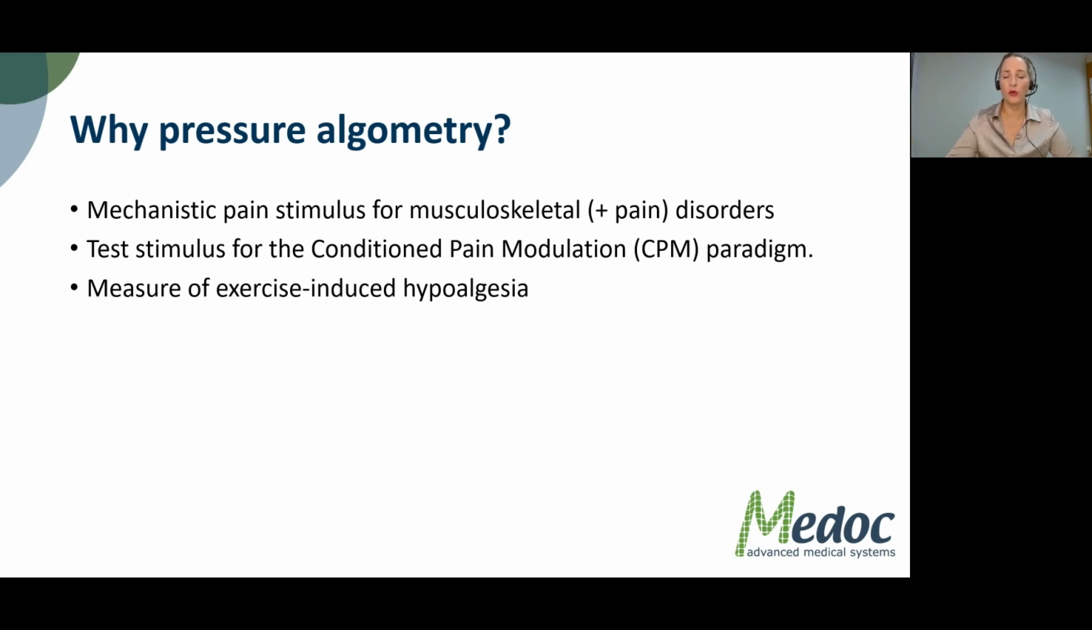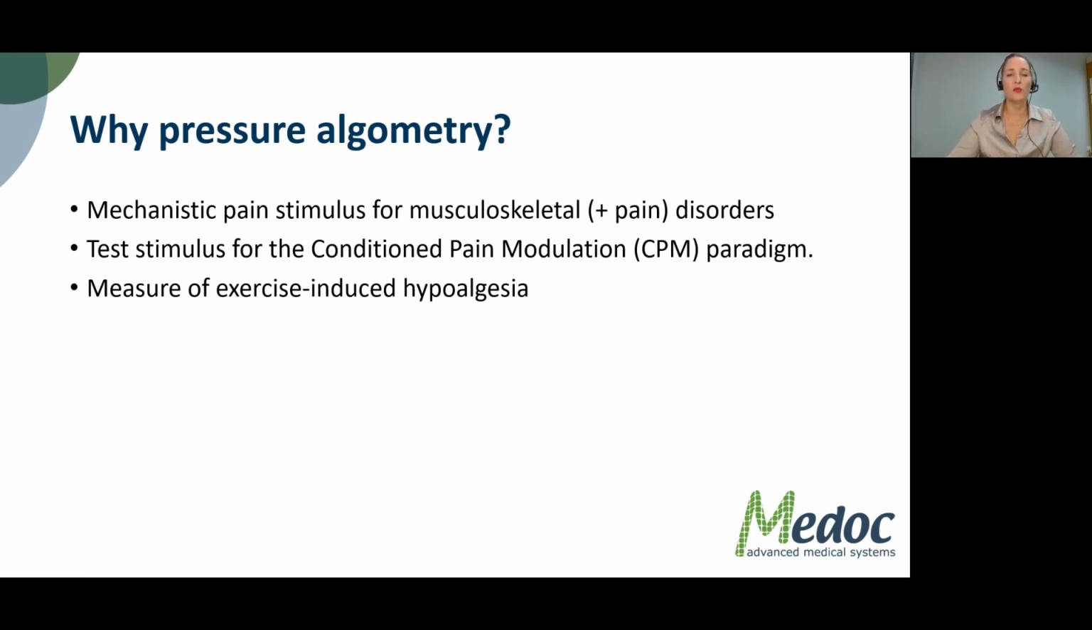Another option is to measure exercise-induced hypoalgesia. Exercise-induced hypoalgesia is a decrease in pain sensation following exercise, be it aerobic or anaerobic exercise. And often pressure algometry is used, and it's used on the muscles that were at work, for instance, the quadriceps muscle, the big muscles that were at work during the exercise.